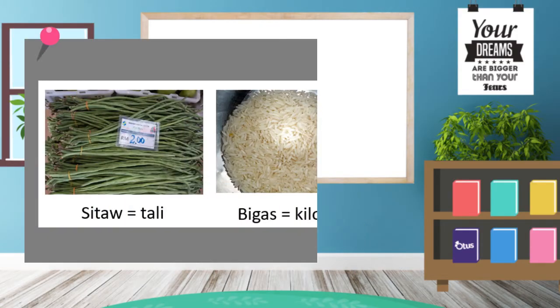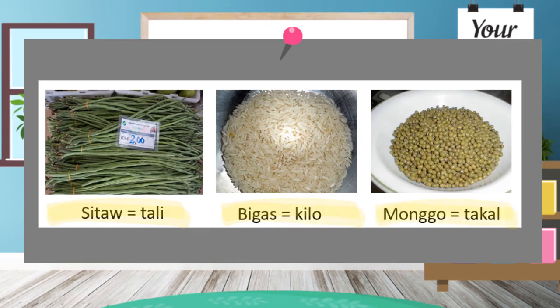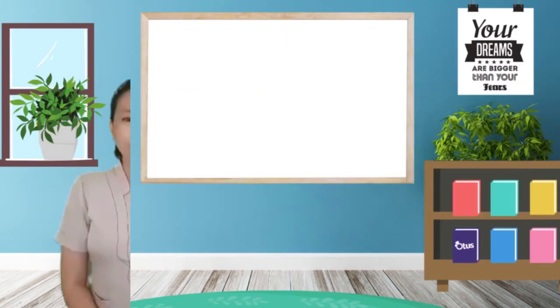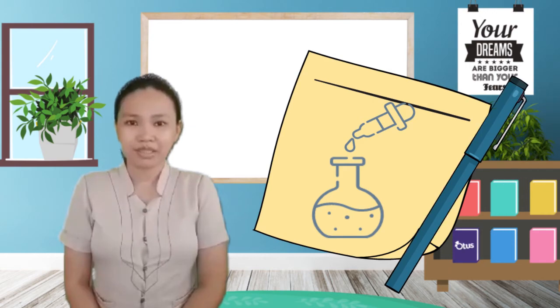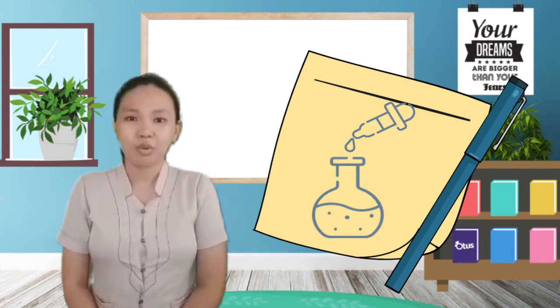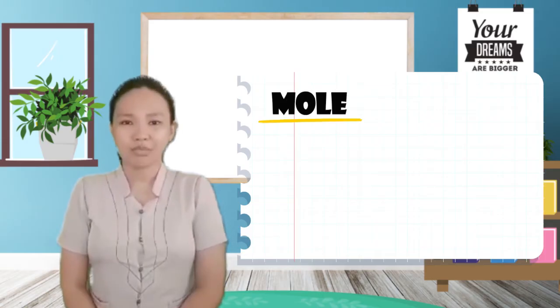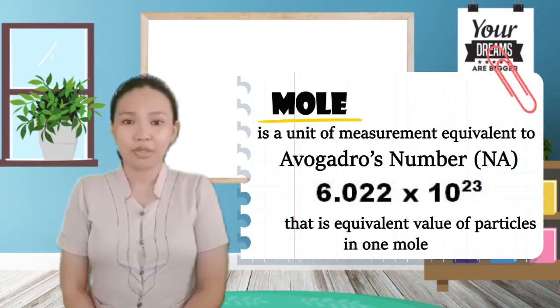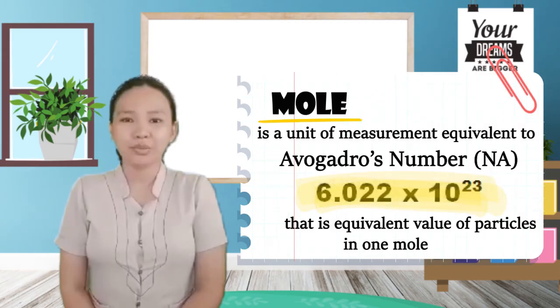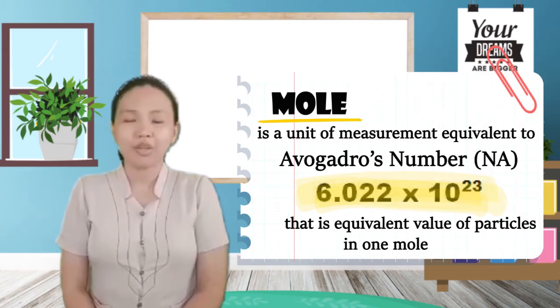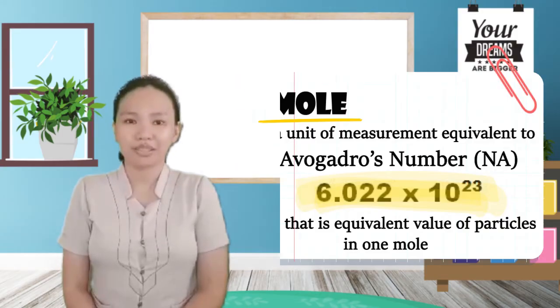To start and better understand our lesson, observe and analyze the given pictures. This idea of using different conversion units of measurement in selling and buying food ingredients and vegetables are also used by scientists in measuring the number of particles in a specific measurement known as mole. A mole is a unit of measurement, equivalent to Avogadro's number, which is 6.022 times 10 to the 23rd power, which is the number of particles in 1 mole.